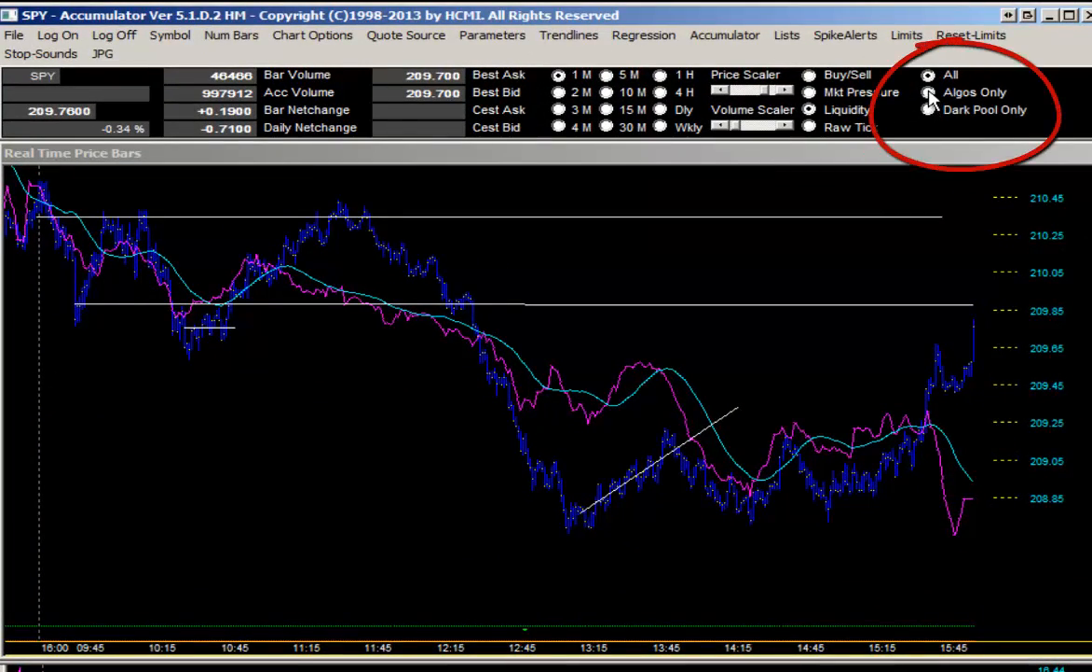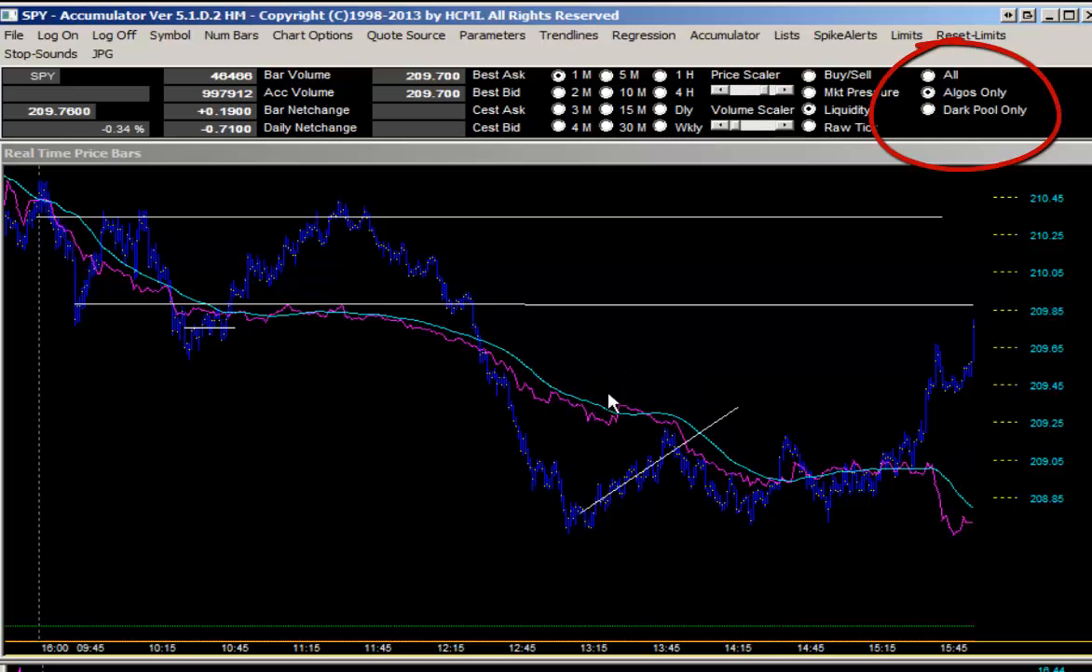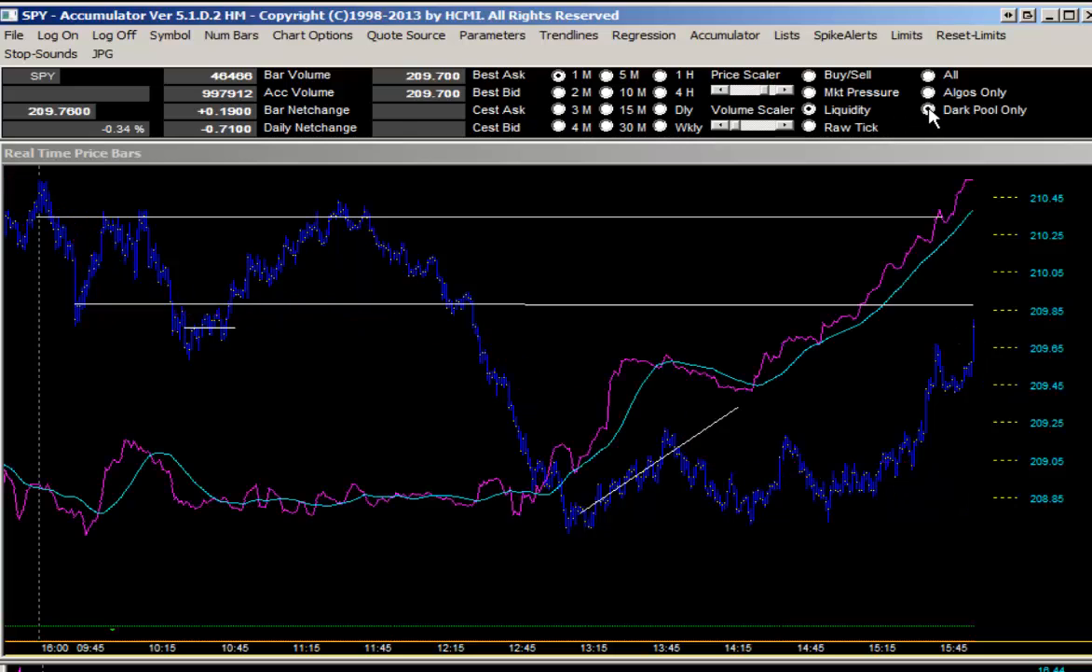Let's see what the algos were doing. Algos sold all the way through it. They sold through this level. They sold through this level, and they did nothing here, and they sold into the balance of the day. So they were net sellers all day long. What did the dark pools do?